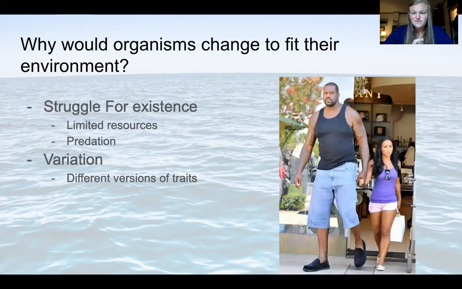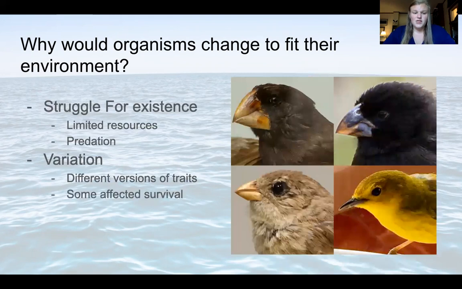Also, there must be variation. Not only do some organisms not survive, but there also must be differences between organisms within the same species. Different versions of traits. Like here within humans, there are some very tall people like Shaq and some very small people like the woman that he's with here. Some of these variations must have affected survival. And so, because not everyone survives, some of these variations are going to matter for survival.